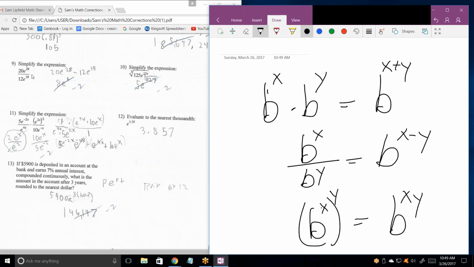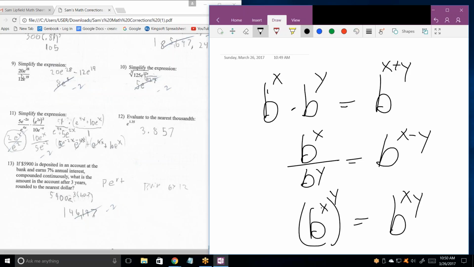Well, in this case, the b is e. That's a number, but the key part is that it's the same number in the numerator as it is in the denominator. Now, the 20 is not affected by that 28, nor is the 12 affected by the 19. Here, I keep forgetting that when I point with my cursor, you can see where I'm pointing. When I point with my pen, you can't.